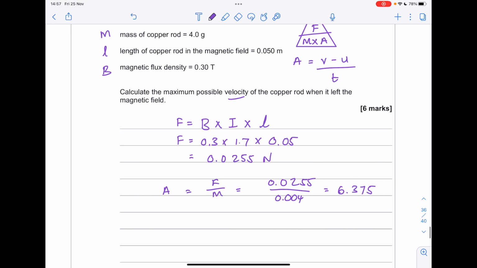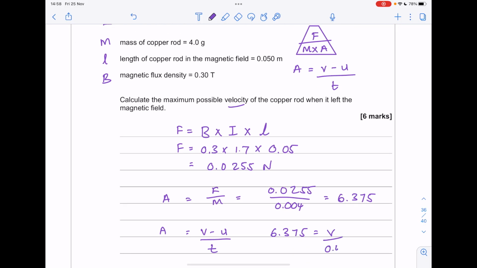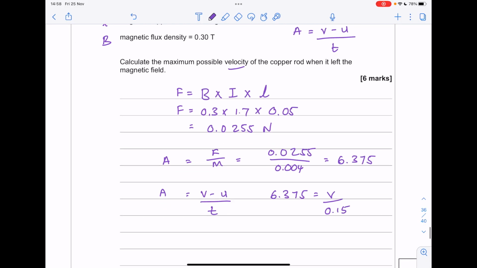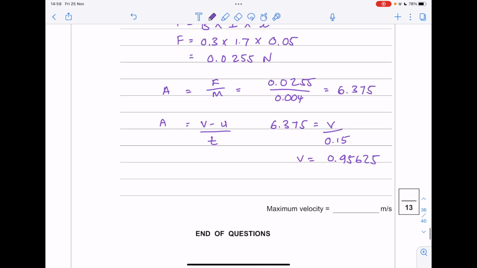And then we can do this equation. We're after v. We know that u was 0, so we can just get rid of that part of the equation, and t was 0.15 seconds. So to find v, we do 6.375 times 0.15 to get v equals 0.95625. Oh my goodness, that was an awful lot of work. So to 3 significant figures, 0.956.